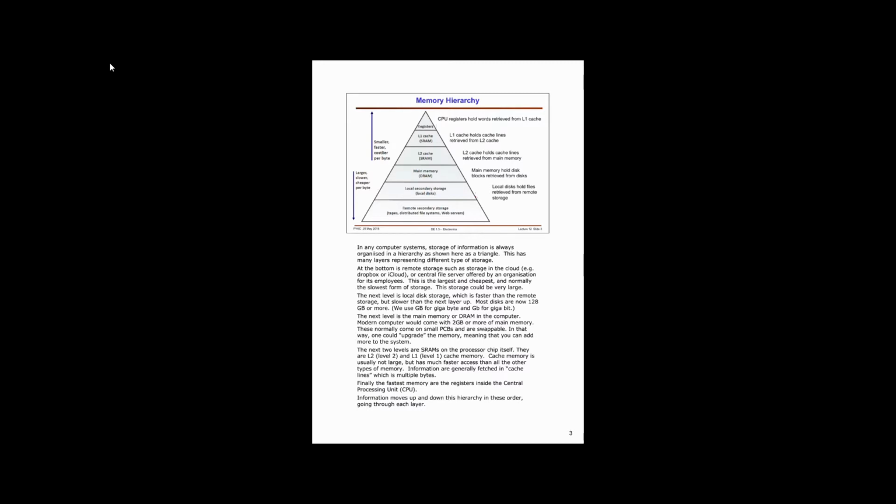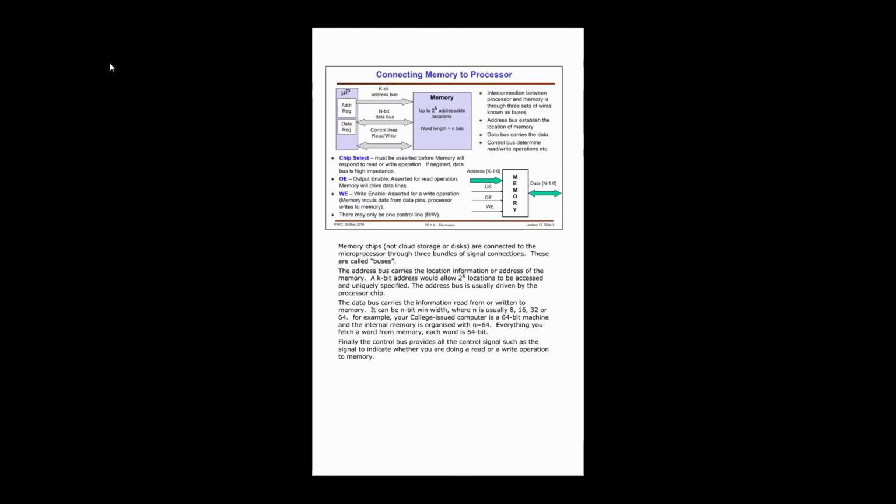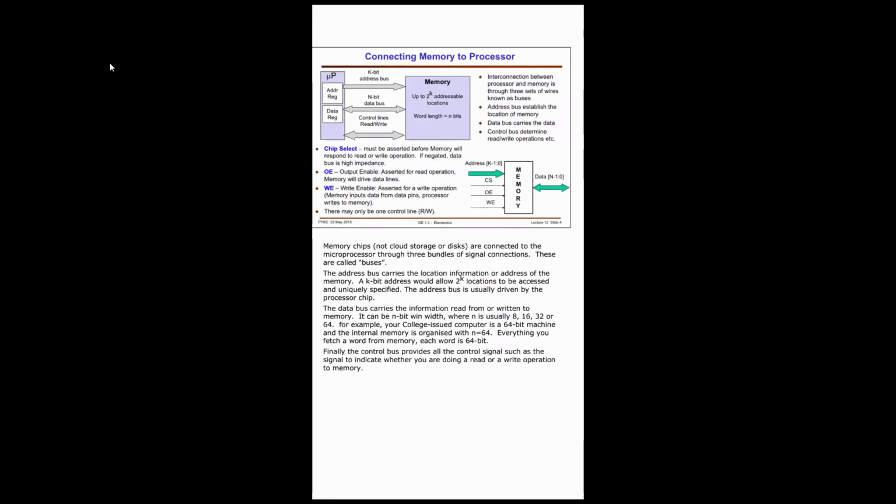Yes, sir. So these are the structure of memory, and finally the fastest memory is the registers inside the CPU. Now, if we connect memory to the processor, that is our next issue: connecting memory to the processor. And if you see the screen, there is a microprocessor and there is a memory.